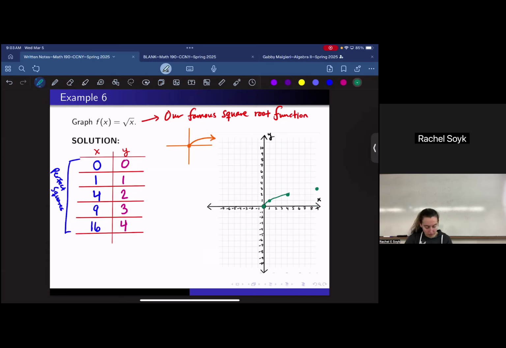Connect the dots. Draw your arrow. Label your function. This is our famous square root function. F of x is equal to square root of x. And then we're done.